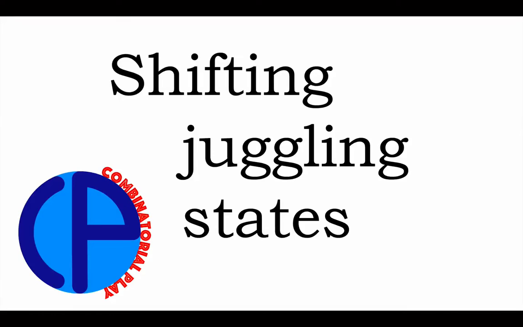In this video, we're going to talk about shifting juggling states. A juggling state is a snapshot of where the balls are in a pattern at a particular moment in time. We're going to talk about what a state is, how we move between states, and then we're going to generalize that movement between states to get a really surprising ending.